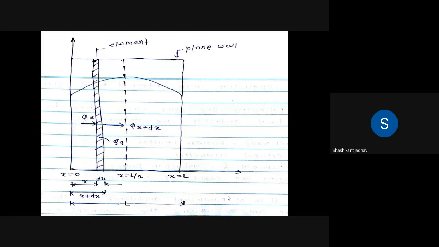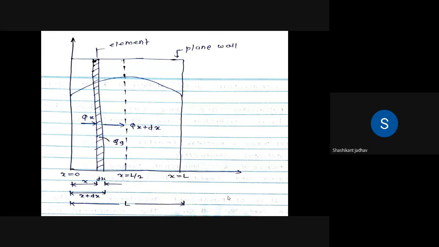We have written in this manner because in the derivation we have to apply the boundary conditions. For that there is a need: if x is equal to 0, then what is the temperature? If x is equal to L, then what is the temperature? In that way we apply the boundary conditions. So we have written x is equal to 0, x is equal to L by 2, and x is equal to L. At that time, what is the value of temperature or what is the heat transfer rate? We have to calculate by using these conditions.